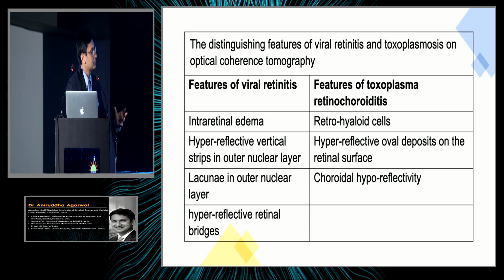On the other hand, in toxoplasma, the choroidal hyporeflectivity, I think, is the single most important feature that you can see on the OCT. If you have a choroidal hyporeflectivity and enlargement, you could be reasonably sure that this is a toxoplasma.